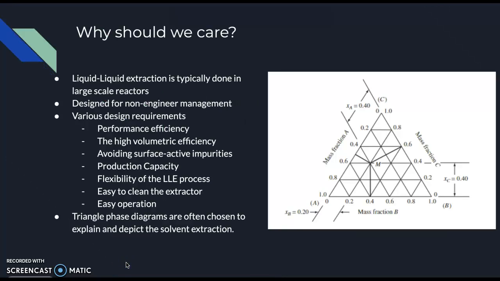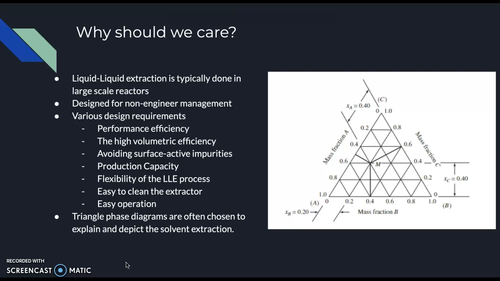As engineers, we are going to be designing these extractors in a career and in future classes, and sometimes other individuals who are not engineers would like to use them. So we need to consider some factors. One of them is performance efficiency. How much money is being used to buy this extractor, and are they making enough profit to pay for it in the long run? Avoiding some surface active impurities is really important for the life of your extractor.